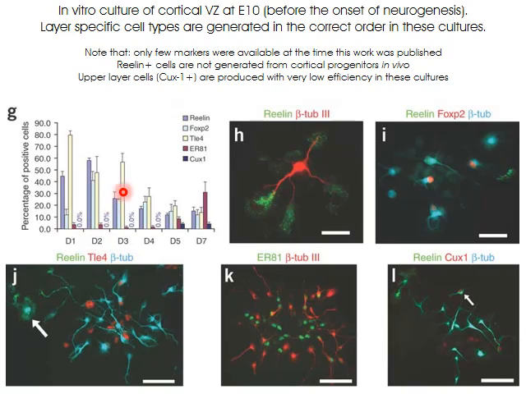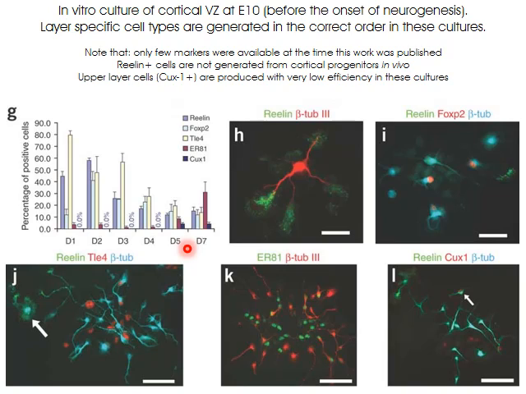Well, cells were isolated from the ventricular zone at E10, that is before the onset of neurogenesis. As you can see, layer-specific cell types are generated in the correct order in vitro. Here the days in vitro are marked. As you can see, first come the reelin and TLE4 cells, and then the production of these cells declines while we begin to see COX1 positive cells, that is a marker of the upper layers.